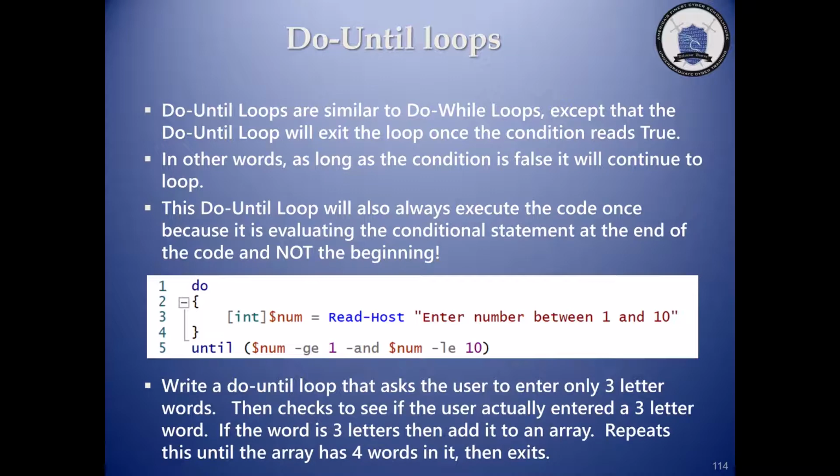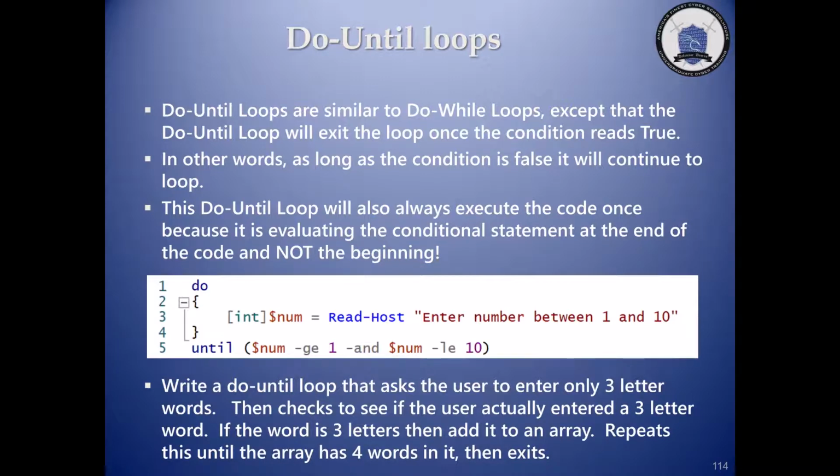So if you look at the example there, we have do until our number is greater than or equal to 1 and number is less than or equal to 10. All right, so you do that until it's pretty much between 1 and 10. So you're asking enter a number between 1 and 10, and then do that until you actually enter a number between 1 and 10. When you do that, then you can exit.